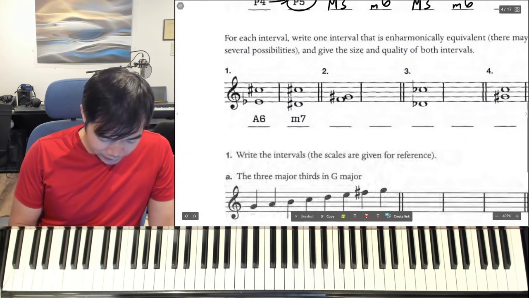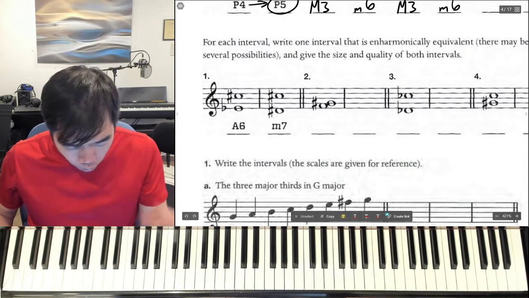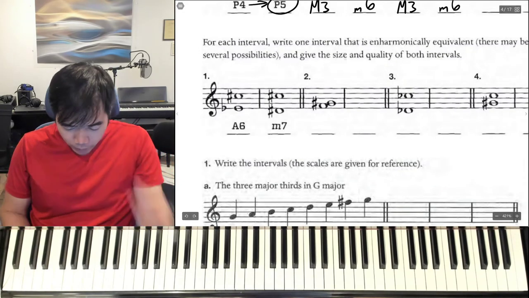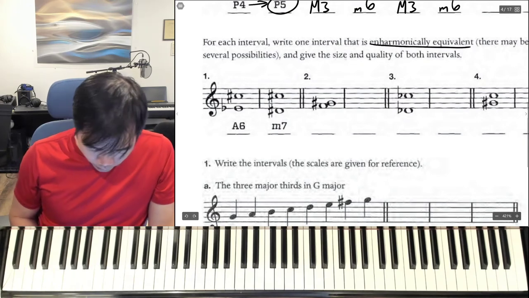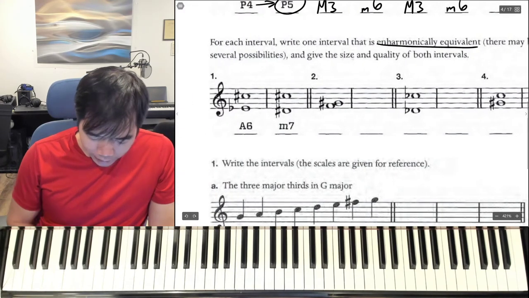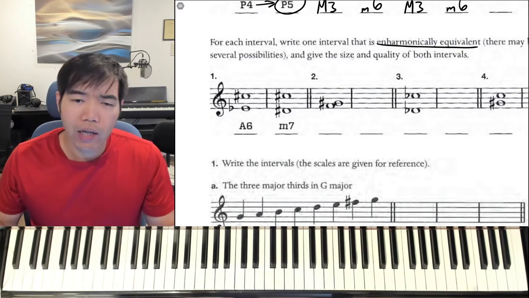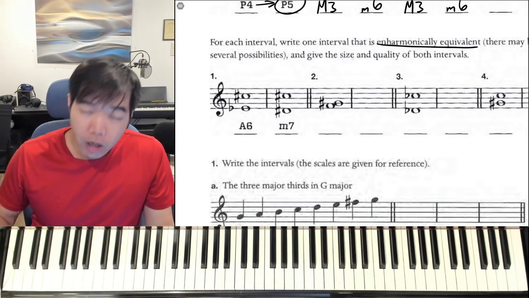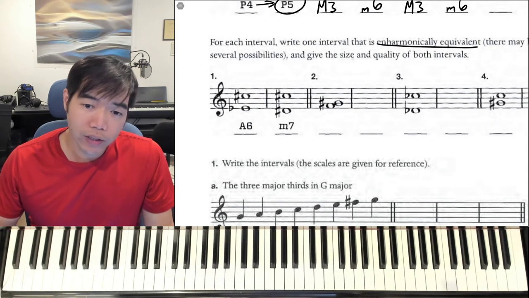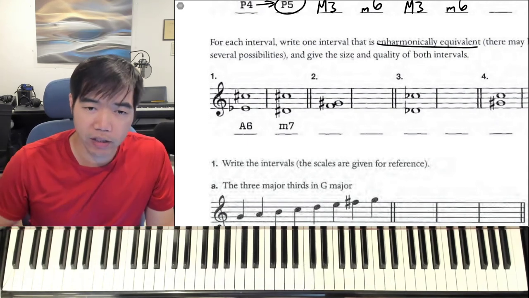Let's take a look at the next example. For each interval, write one interval that is enharmonically equivalent. There may be several possibilities, and give the size and qualities of both intervals. So there are a lot of answers you can give on this one. Enharmonic simply means it's a different spelling for the same pitch or the same key on the piano.